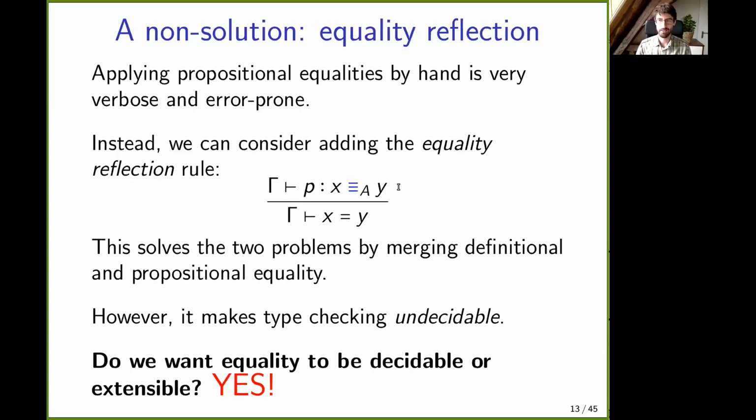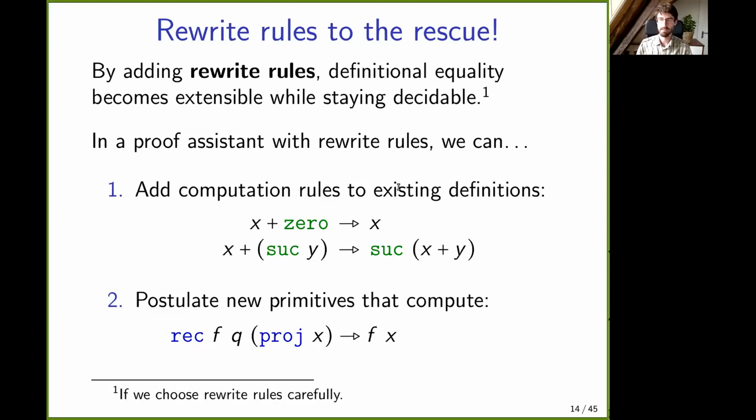And that's where the rewrite rules come in. So we want to extend our type theory with rewrite rules to make this definitional equality extensible, but still hopefully keep it decidable. And I've put a footnote here: if we choose the rewrite rules carefully, I'll go into more detail on that later. But first, what can we do with rewrite rules? For example, we could add rewrite rules to existing definitions. So we could make plus also compute on the second argument, not just on the first one. Or we could add rewrite rules to some postulates. So for example, we could add this equality as a rewrite rule and make it compute automatically.